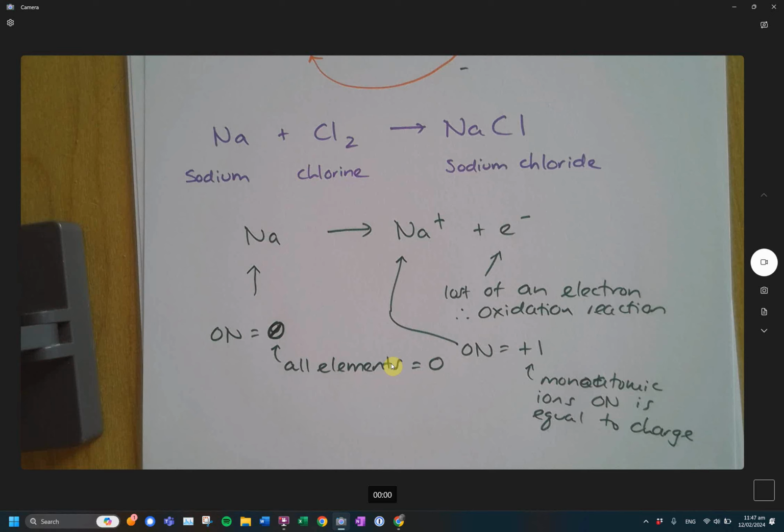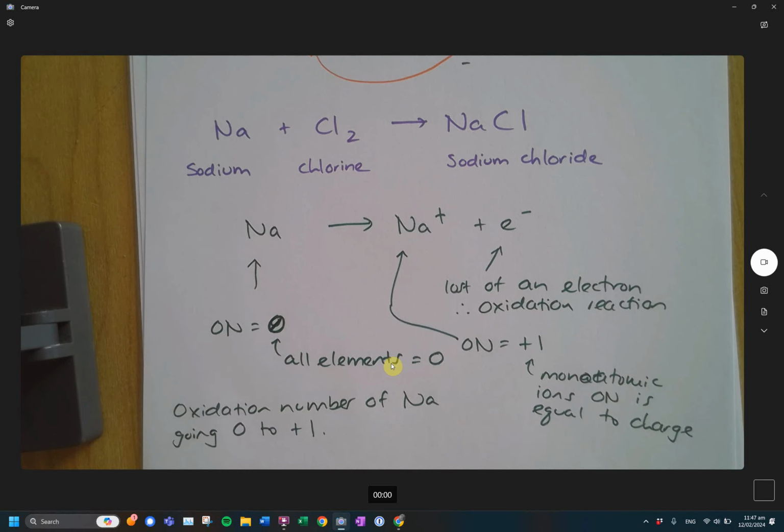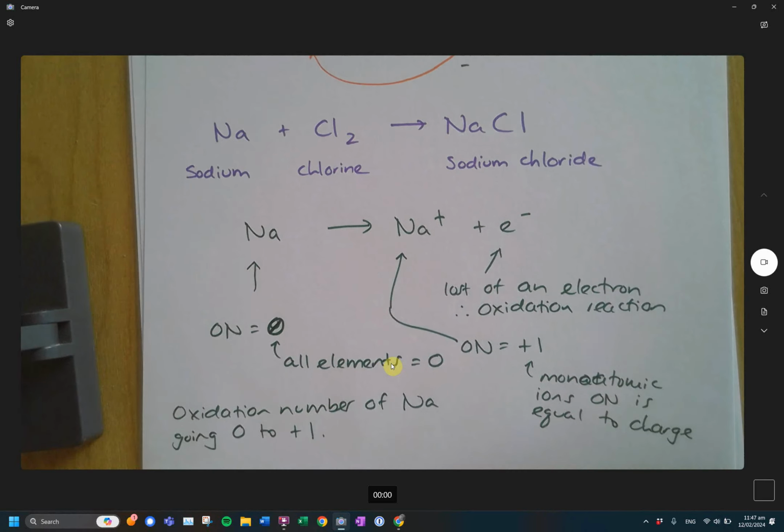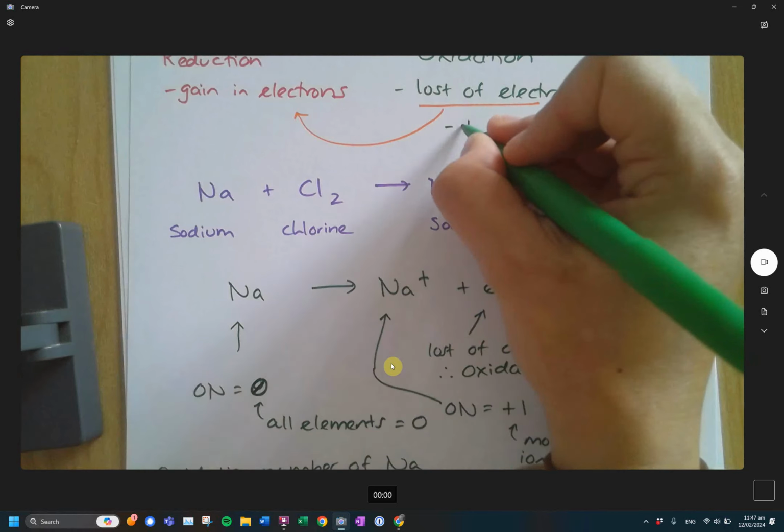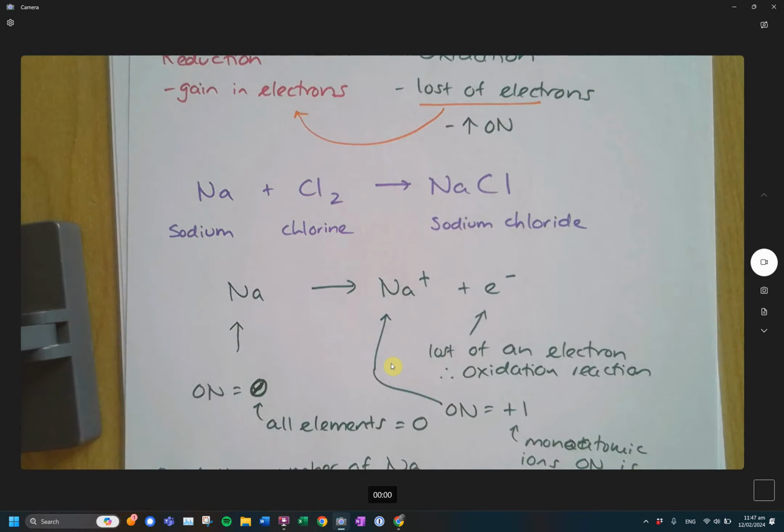is equal to the charge. So in this reaction here, I have the oxidation number of sodium going from 0 to +1. So if I see an increase in my oxidation numbers, that is oxidation.